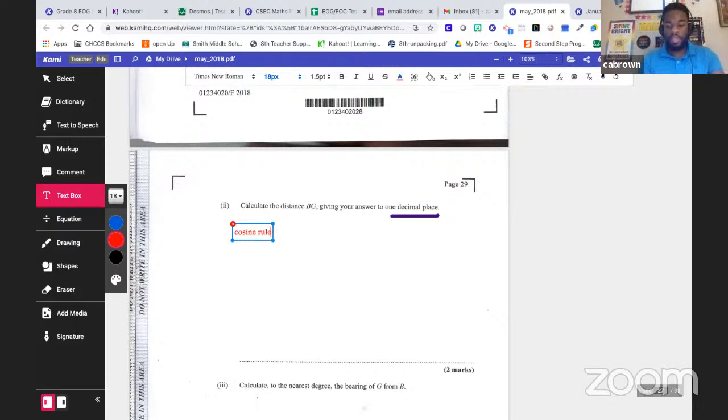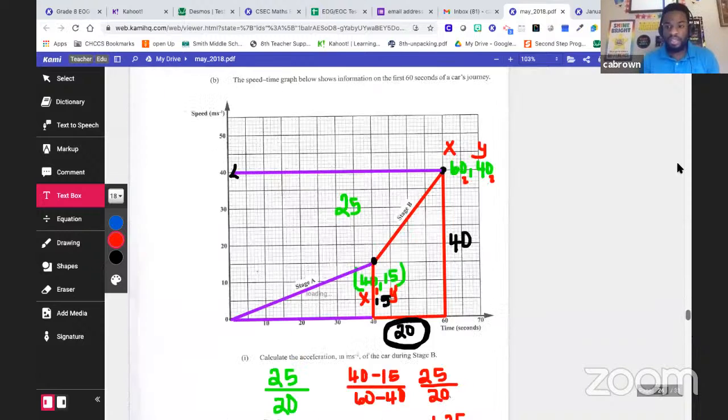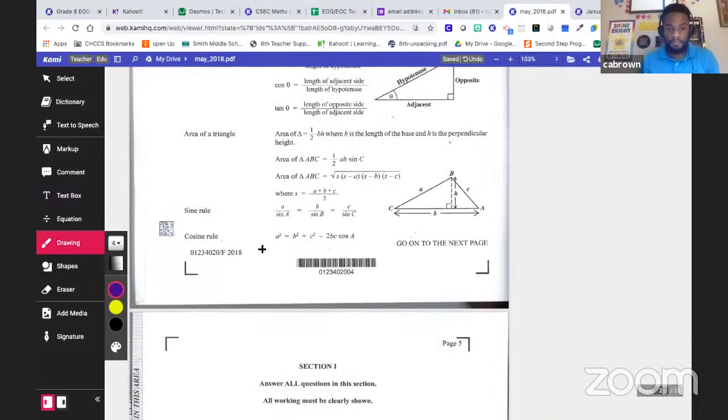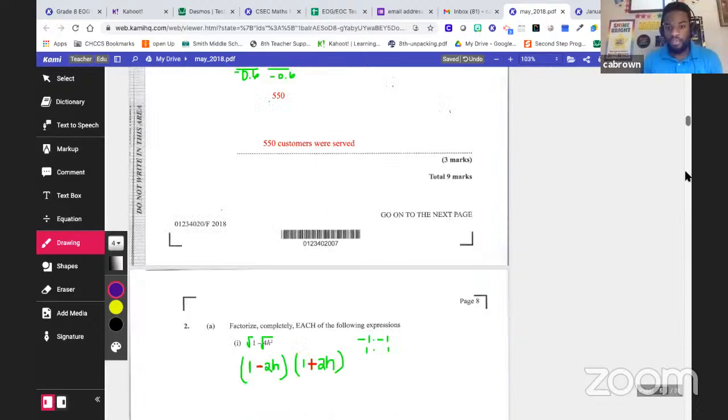You might be wondering, what is the cosine rule? The cosine rule, as I said, is on our formula sheet. Here it is right here. This is our cosine rule. The cosine rule states that a squared is equal to b squared plus c squared minus 2bc cos a. All we're going to be doing is substituting, so don't be confused about that formula.